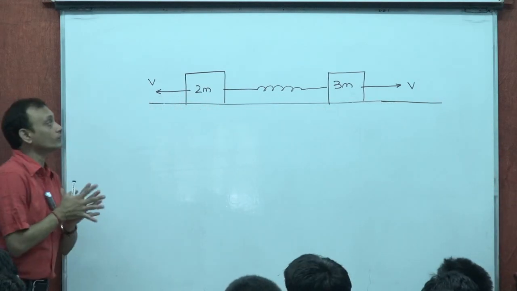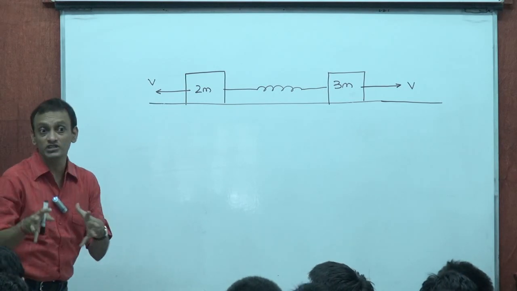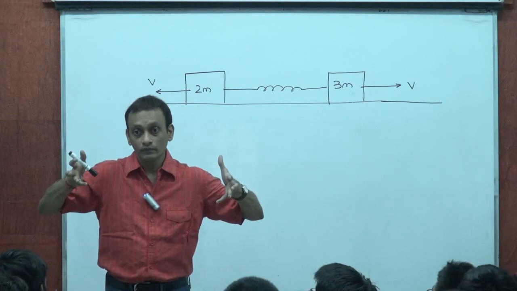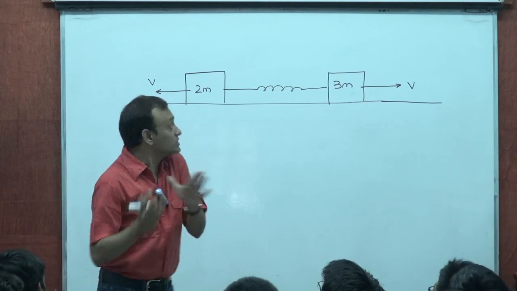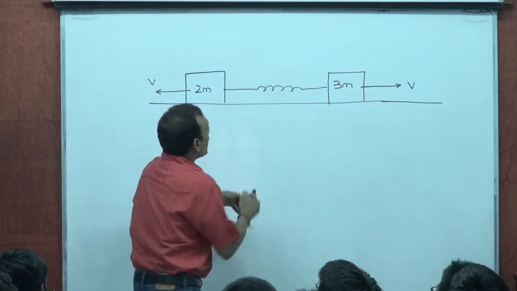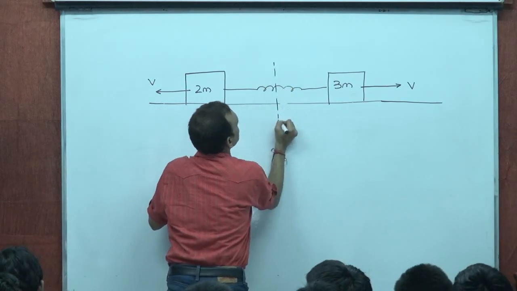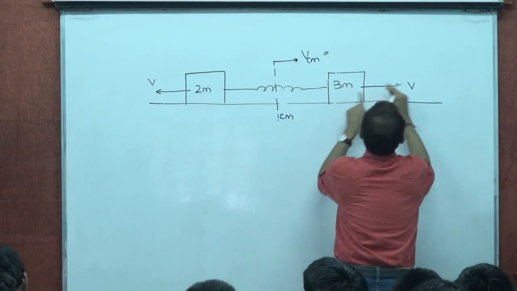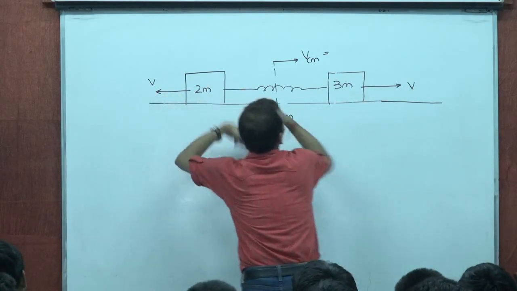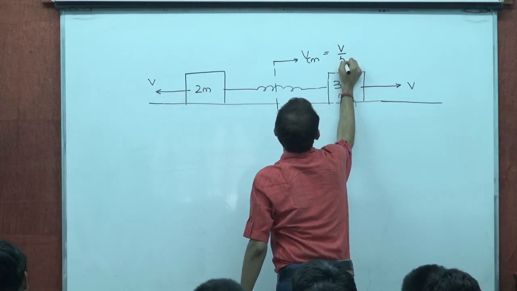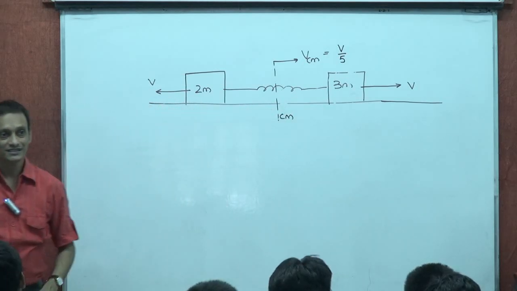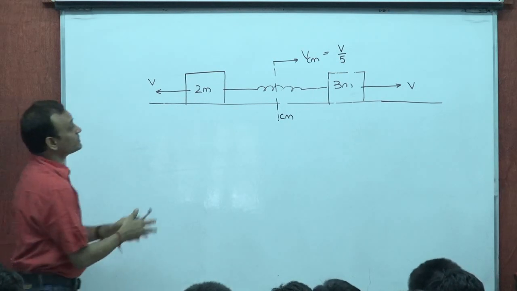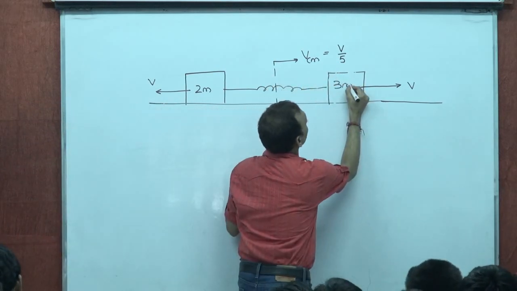Now, how would the system respond? This kind of a system is a little different from the earlier system, where when the spring was in its natural state, the center of mass was fixed. In this case, the center of mass is not fixed. Do you realize that the center of mass in this case has a velocity? The velocity of the center of mass in this case is (3mv minus 2mv) by 5m, which is mv by 5m. So v by 5 is the velocity of the center of mass. Do you realize that? This is a system in which the velocity of the center of mass is v by 5.